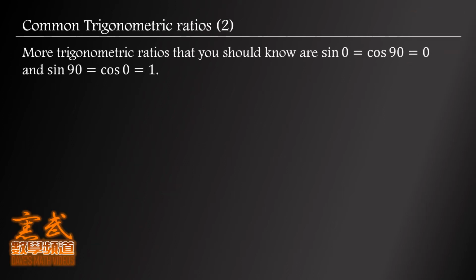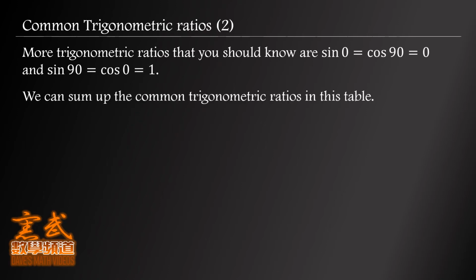Some more trigonometric ratios that you should know are that the sine of 0 and the cosine of 90 are both equal to 0, and the sine of 90 and cosine of 0 are both equal to 1. We can sum up these common trigonometric ratios in the table.